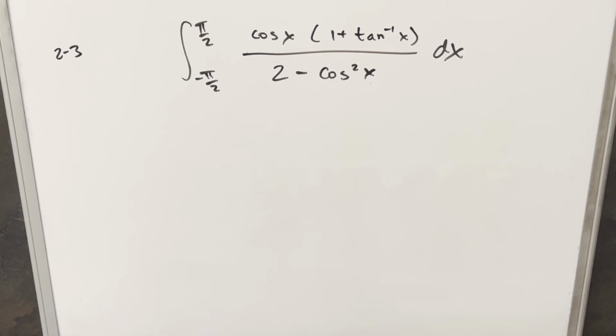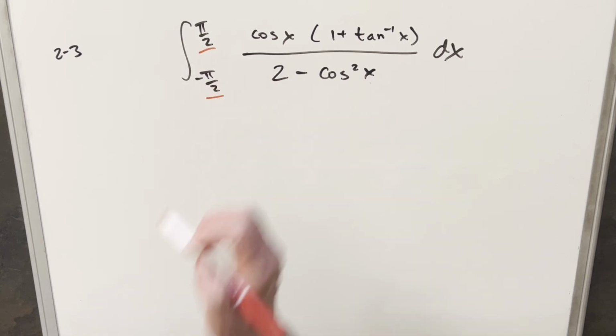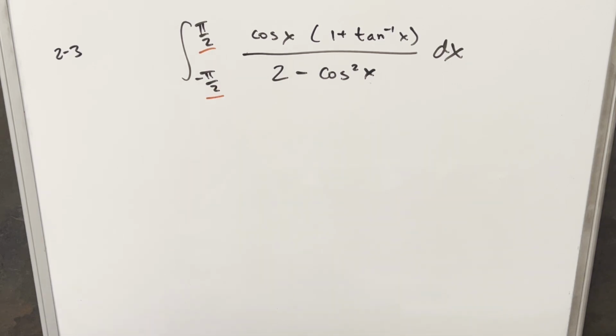Okay, at first I didn't really know where to start with this. I was kind of stuck for a moment, not really finding a good way. But the thing that occurred to me is because we have these bounds that are symmetric, I might be able to do a very simple substitution that's going to help us out.